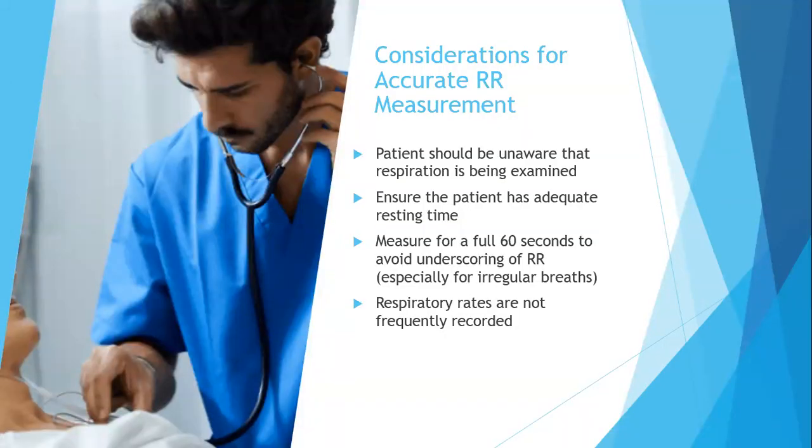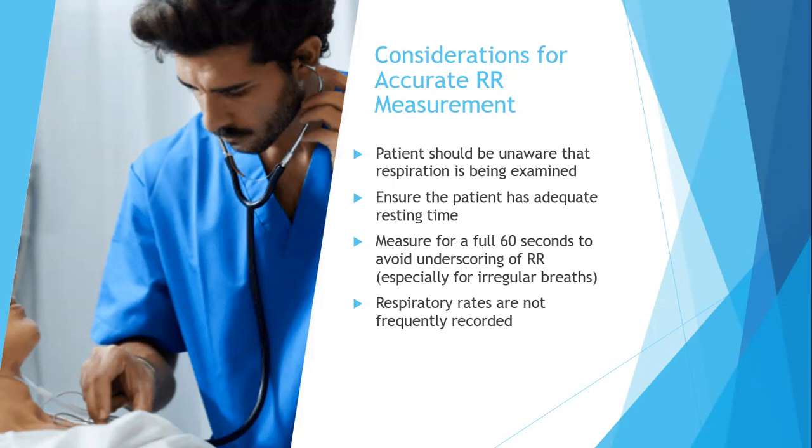To accurately measure the respiratory rate, the patient should be unaware that their respiration is being examined. So what a lot of medical professionals do is you're taking their pulse and you rest their arm on their chest. So you count their pulse for however long you're going to do it, 60 seconds usually, and then you count their respiration for 60 seconds. They think you're still taking their pulse, but really you're taking their respirations for part of the time. You want to ensure that the patient has adequate resting time so they're not out of breath from rushing into the clinic or getting out of bed or something like that.